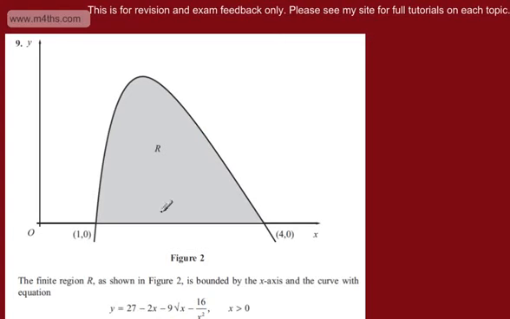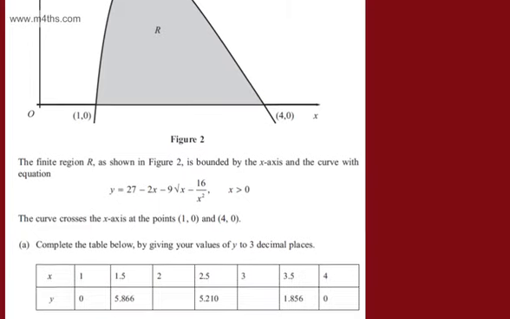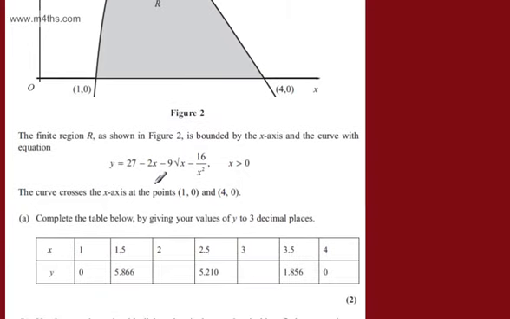In question 9, we're told the finite region R, as shown in figure 2, is bounded by the x-axis and the curve with equation y is equal to 27 minus 2x minus 9 root x minus 16 over x squared, where x is greater than 0. The curve crosses the x-axis at the points (1, 0) and (4, 0).